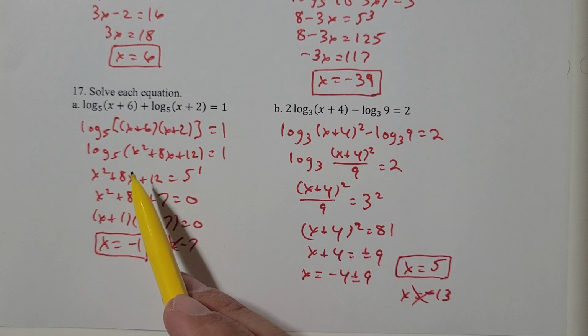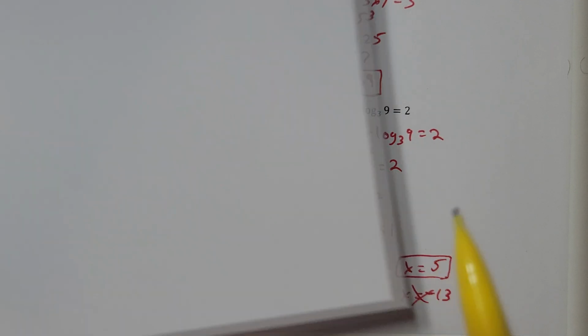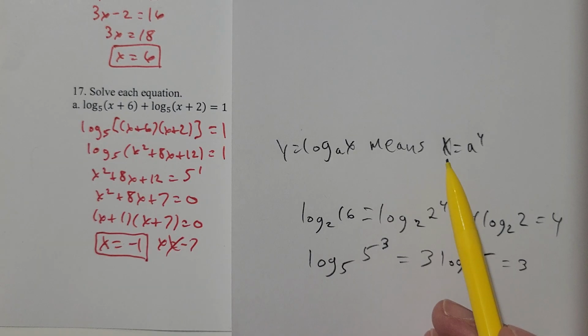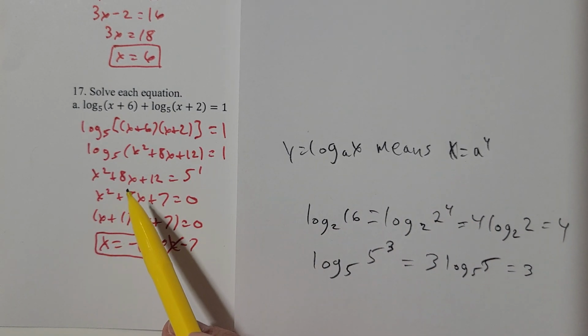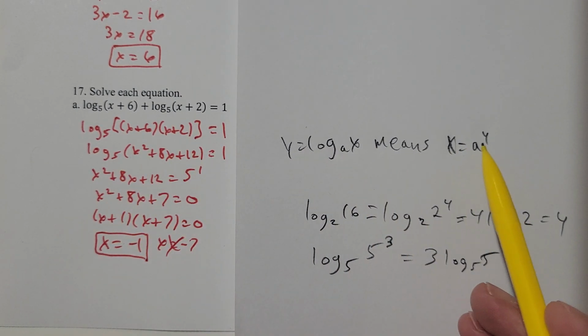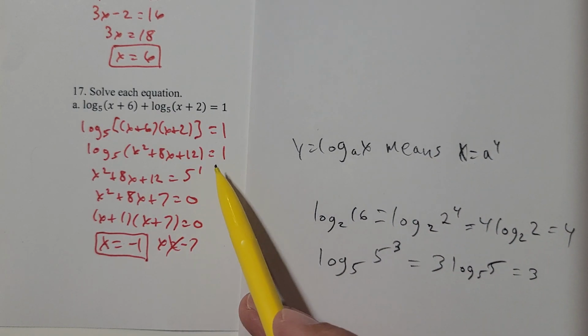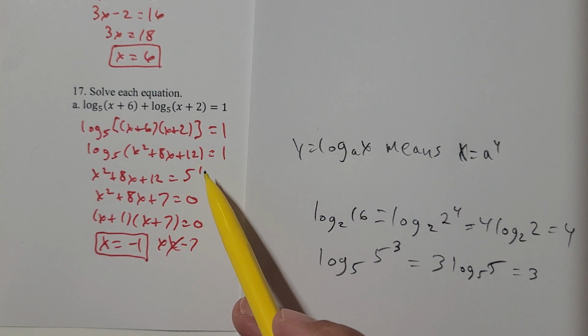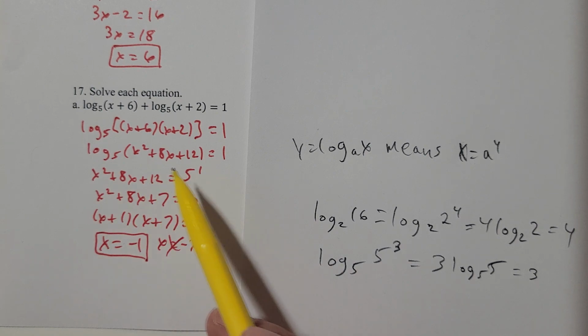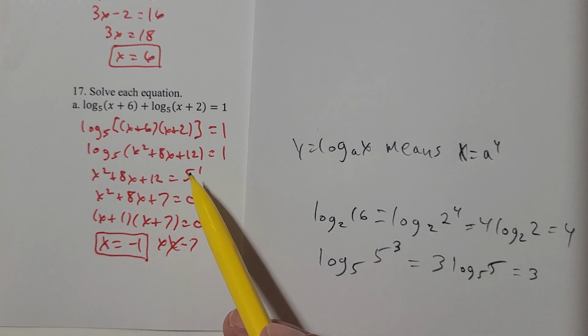So x squared plus 8x plus 12, that's the input. Okay, so that's me all alone on the exponential. 5 is the base, and 1 is the y value. Okay, so 5 to the first, that's 5. And now I'm in exponential form.